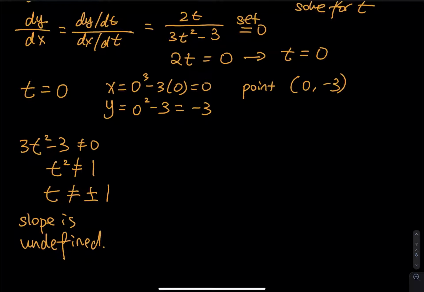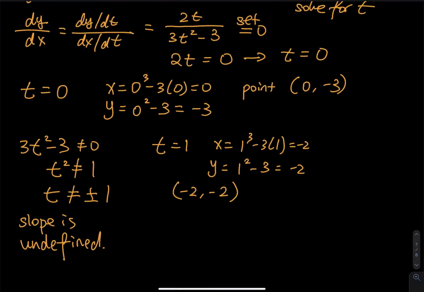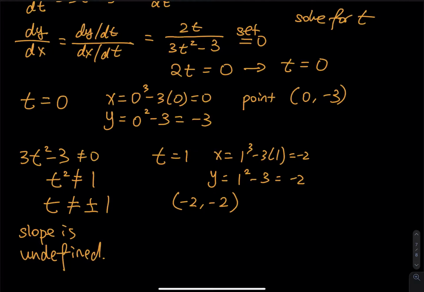So when t equals plus or minus 1, the slope is undefined. So when t equals 1, what do we have? We have x equals 1 to the third minus 3 times 1, which equals negative 2, and then y equals 1 squared minus 3, so that equals negative 2. So that means when x equals negative 2, y equals negative 2, the slope is undefined. So what does slope undefined mean? The slope is undefined when t equals plus or minus 1. You check out this part when t equals plus or minus 1. The first derivative is completely messed up, right? So completely messed up means we have a vertical tangent at those 2 points.